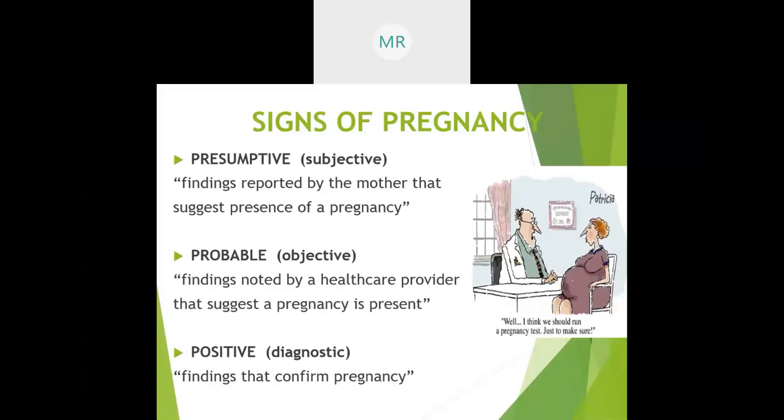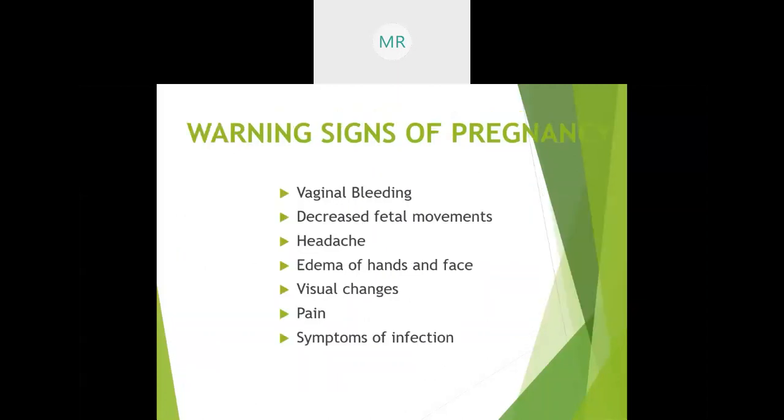And the third finding is visualization of the fetus by ultrasound. Okay, so as early as 5 to 6 weeks, we can do a vaginal ultrasound. And even the brain and the heartbeat could be visualized by 8 weeks. So visualization of the fetus by ultrasound would be your third finding, and that would be your positive diagnostic sign of pregnancy. Then we have some warning signs of pregnancy.